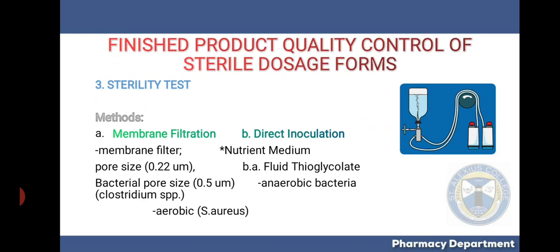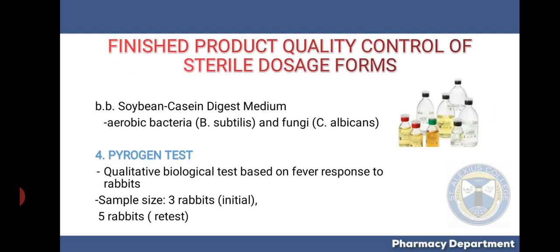And then, pag direct inoculation naman, we have this nutrient medium. We have fluid thioglycolate, which is used to detect anaerobic bacteria. And the soybean casein digest medium, which is used to detect aerobic bacteria, like for example the Bacillus, and the fungi, like for example the Candida albicans. For the pyrogen test, we have, of course, a qualitative biological test based on fever response to rabbits.